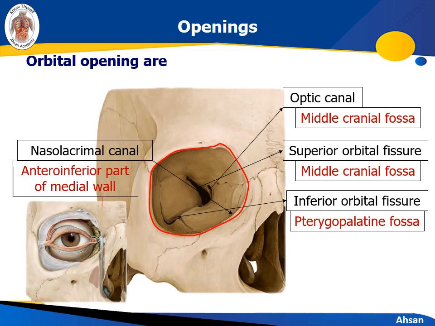In the medial wall, in the anterior part, there is an opening that leads into a canal. This is the nasolacrimal canal. You can see in the figure on the left side, the lacrimal sac proceeds as the nasolacrimal duct through this opening into the canal.